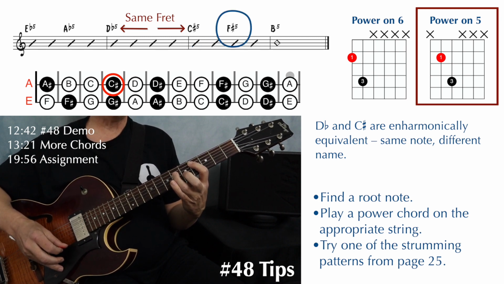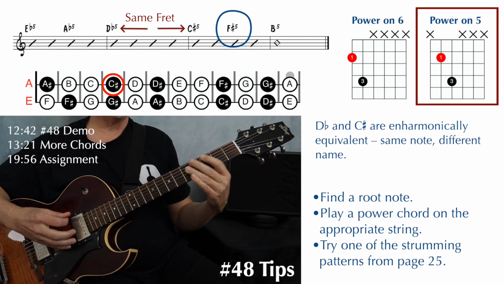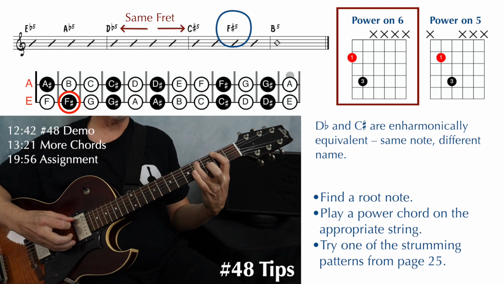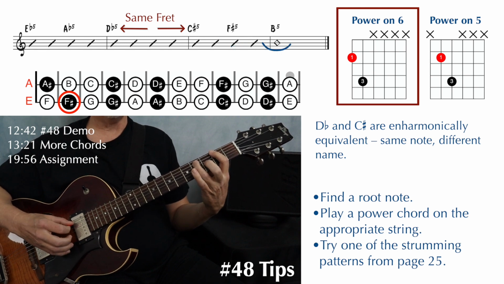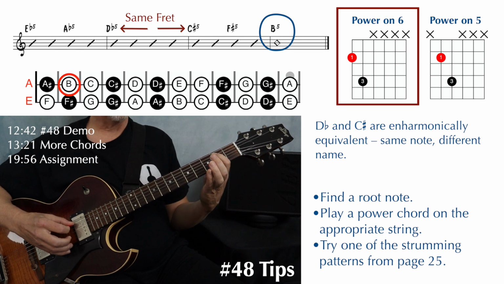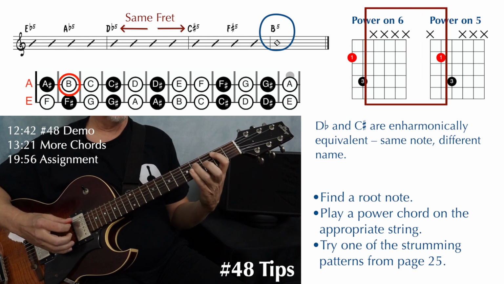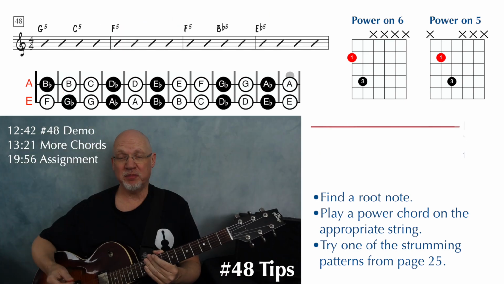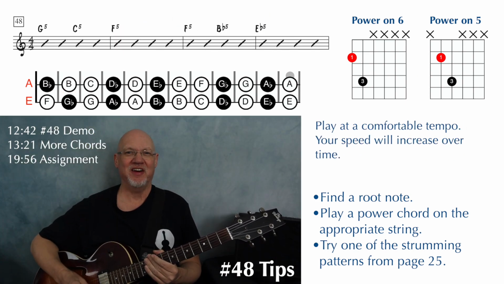Moving to an F sharp 5, the closest F sharp is 2nd fret, 6th string. There's our root, there's our power chord, and then ending on a B5 or B power chord, the closest B is right there at the 2nd fret as well. There's our root, there's our power chord. And once you've figured out where to play all those chords, play the exercise.